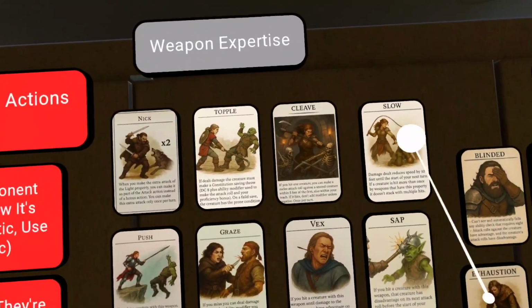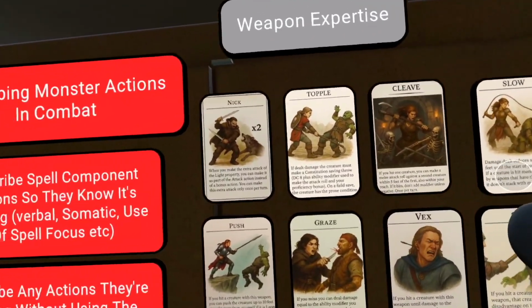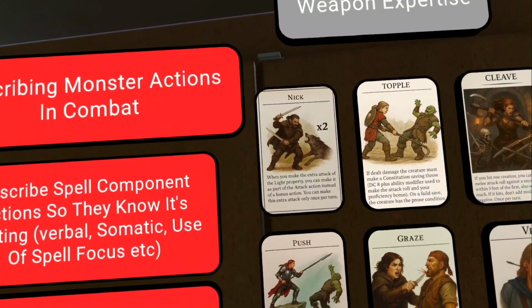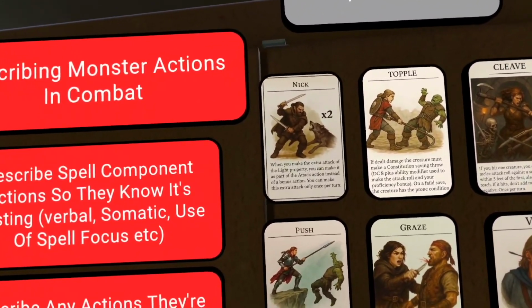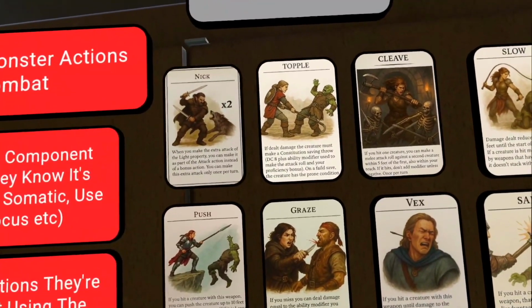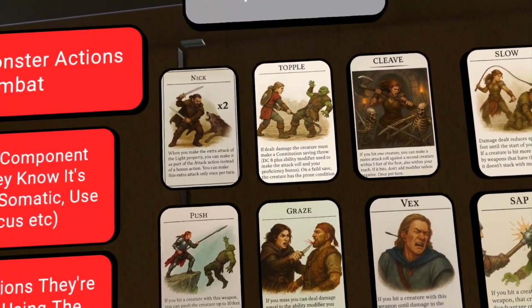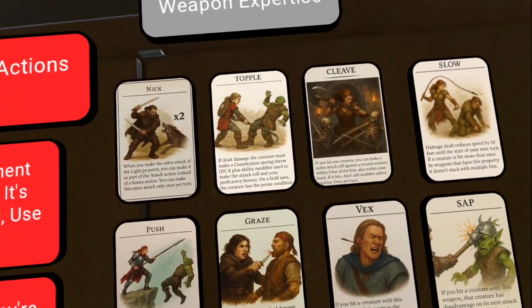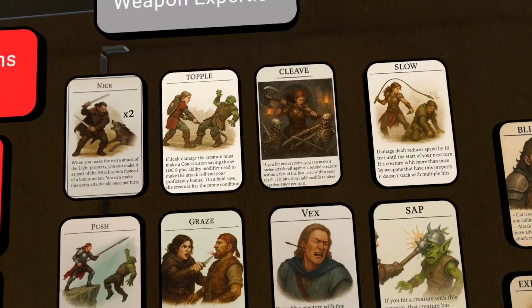And again, I've used these cards here, and these are pretty cool. It's just showing you what Nick does. If you've got the weapon expertise, you can have a look at these cards to see what they do. So that's what Topple would do, okay? If you have an expertise in that weapon, then you can unlock these effects with that weapon.